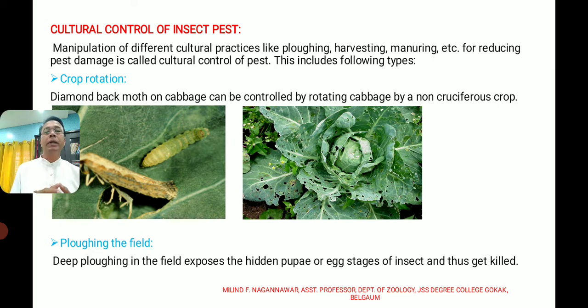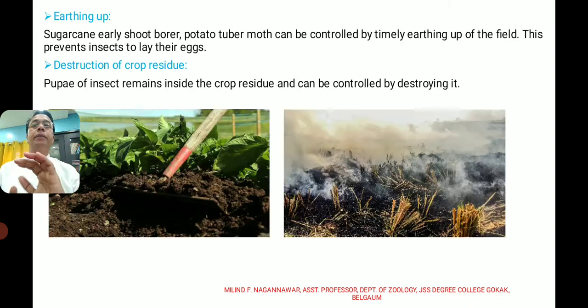Is it clear? Plowing methods, that is, we should plow the field deeply so that whatever eggs or pupae are present in the soil will get exposed. When they get exposed, they will get killed. Earthing up, that is the digging.